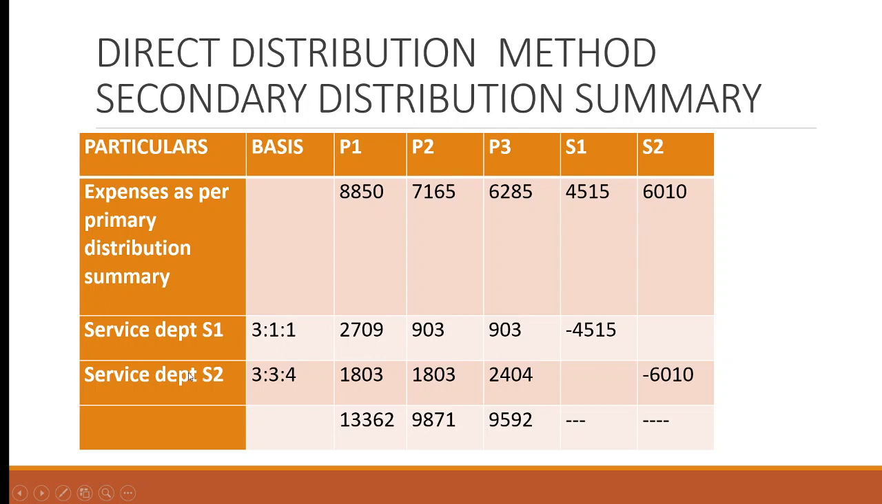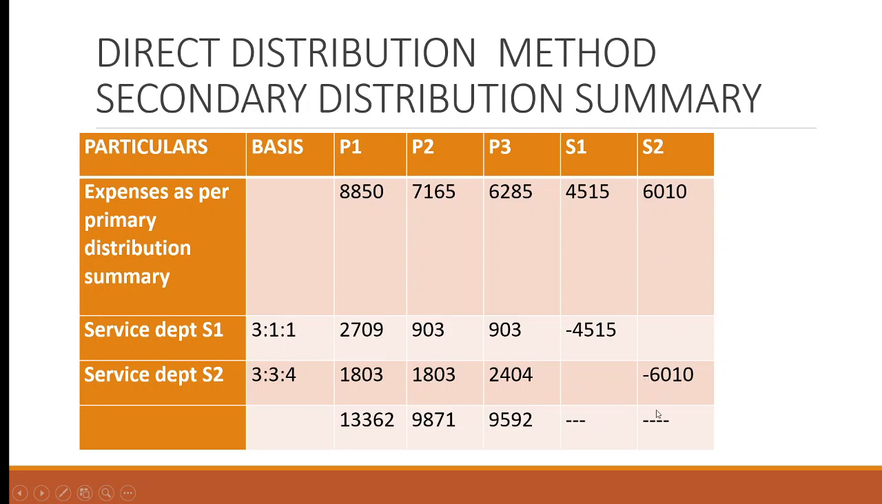The next department is service department S2. Service department S2, the total overhead cost is 6,010. Now 6,010 has to be distributed to P1, P2 and P3 department. So the ratio is 3:3:4. So 3 plus 3 plus 4 is 10. So 6,010 into 3 divided by 10, that is 1,803. Again it is the same for P2 department, and for P3 it will be 6,010 into 4 divided by 10, 2,404. So in S2 department we are showing it as minus 6,010.